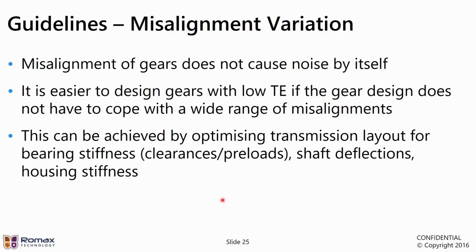How can we address misalignment variation? Well, obviously the things that affect misalignment variation are things that affect the static deflection of the gears. And so we're talking about optimizing the layout of the transmission, investigating changing bearing stiffnesses by, for example, looking at clearances and preloads and bearing types, the stiffnesses of shafts and how they deflect, where the gears are positioned on the shafts, and therefore how the gears deflect, and also the stiffness of the housing itself, which obviously deforms as well.